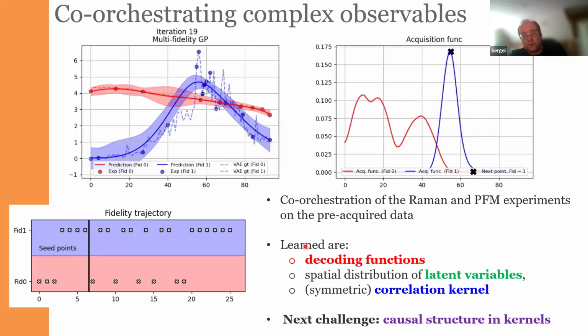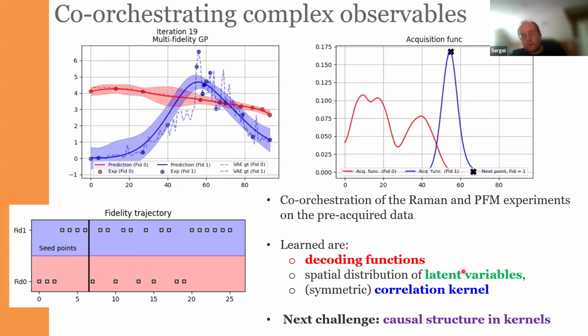So what did we learn? The first thing that we learned is the decoding functions. We measure spectra, and we measure the hysteresis loops. What we learned is the decoding functions that take the latent variables and allow us to reconstruct the spectra based on these latent variables. So in some sense, we learned what is the shape of the lock.